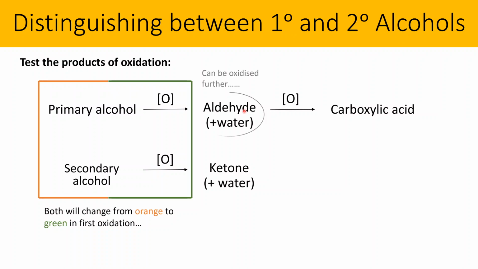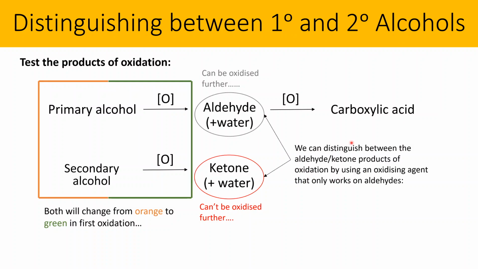So the main way we're able to distinguish between the aldehyde and the ketone is the idea that an aldehyde can be oxidised further, whereas a ketone can't be oxidised further. So if we use an oxidizing agent to try to distinguish between the aldehyde and the ketone, this one will oxidise, this one won't. But we're not going to use the same oxidizing agent again. We're going to use an oxidizing agent that's specifically targeted for aldehydes. The answers for that are Tollens reagent, an oxidizing agent specifically for aldehydes, or Fehling's solution. These two will enable us to distinguish between an aldehyde and a ketone on the basis that only an aldehyde can be oxidized further.